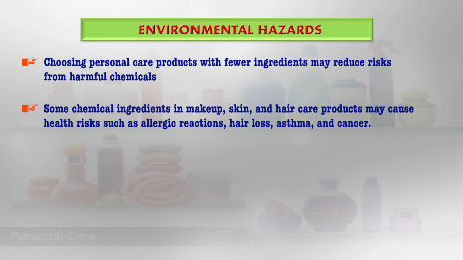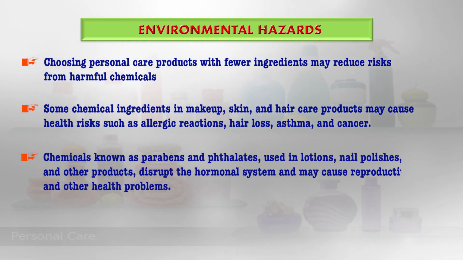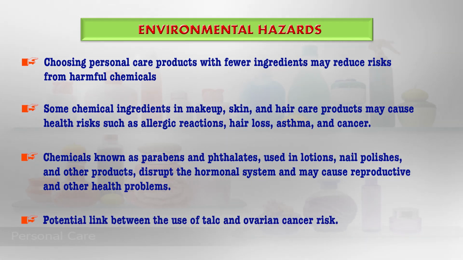Some chemical ingredients, whether in makeup, skin or hair care products, can cause health risks such as allergic reactions, hair loss, asthma and cancers. Chemicals, especially those known as parabens and phthalates, are extensively used in lotions, in nail polishes and other products. They can disrupt the hormonal system and mimic the endocrine system, and they can cause reproductive and health issues. And it is now reported that there is a potential link between the use of talc and ovarian cancer risk. From this we understand that now people are shifting to those products which have the natural goodness.